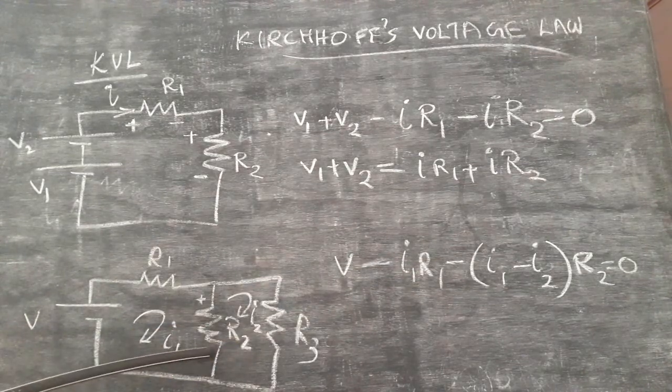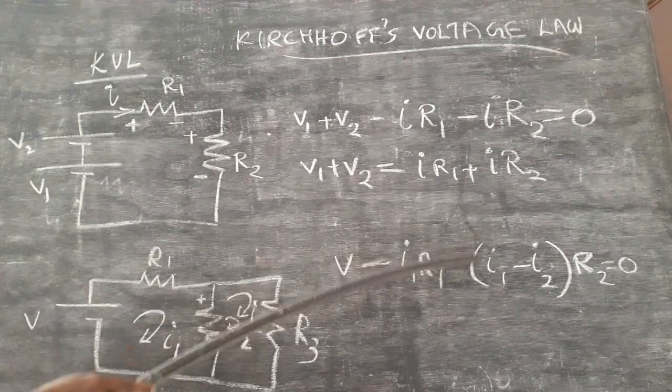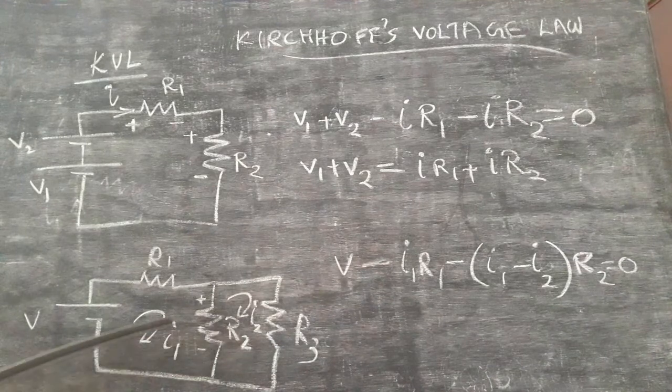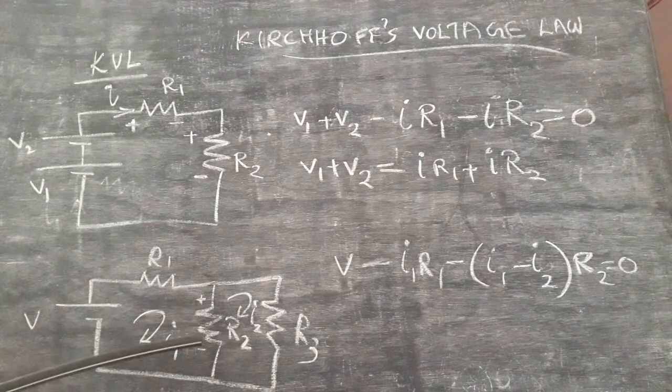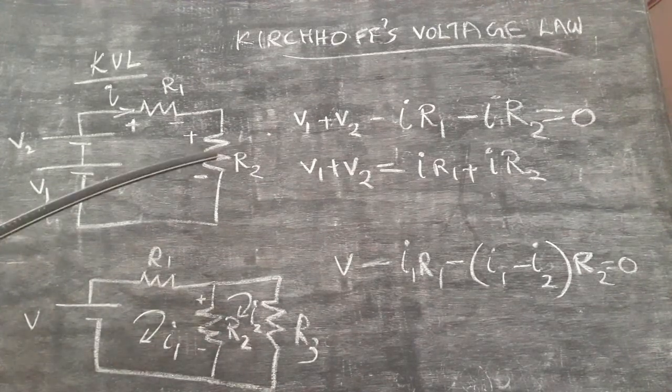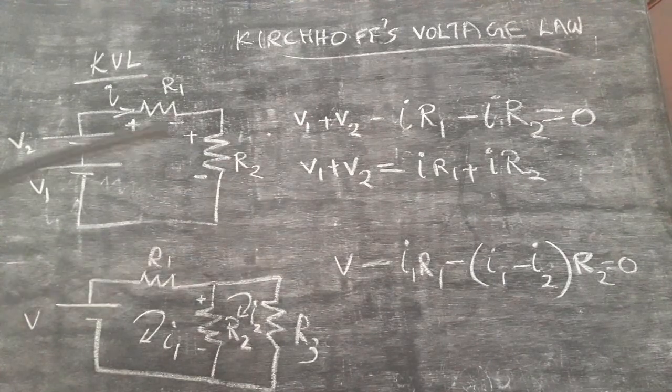In general, we can say V minus I1 R1 minus (I1 minus I2) into R2. That is, current I1 is coming in this direction, I2 is going upwards. So the net current is I1 minus I2, and multiplied by R2 it will give the voltage. Right. So you should be very careful while writing the KVL equation. See whether the current given is branch current or loop current.